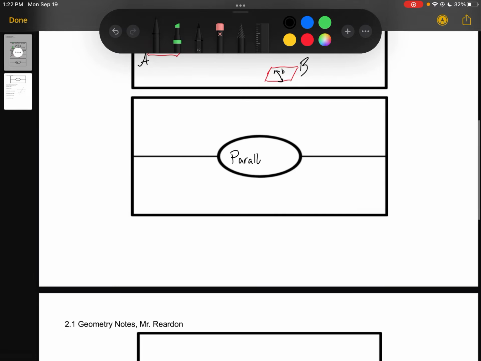Our next word here is jumping from lines to planes: parallel planes. Put simply, these are planes that do not intersect.